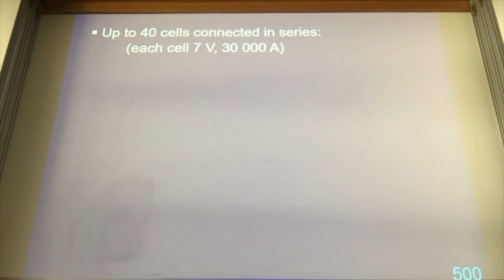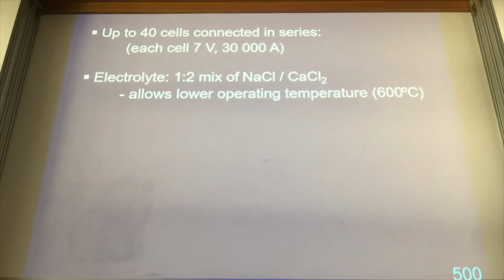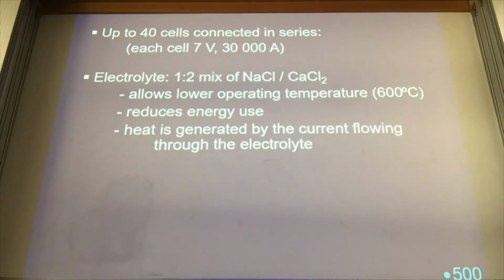Now these are massive industrial operations. 40 cells, 30,000 amps, each cell's 7 volts. So huge amounts of electrical energy and huge amounts of chemicals being involved. As I say, the electrolyte was that mix of sodium and calcium chloride to reduce the cost, the operating temperature.